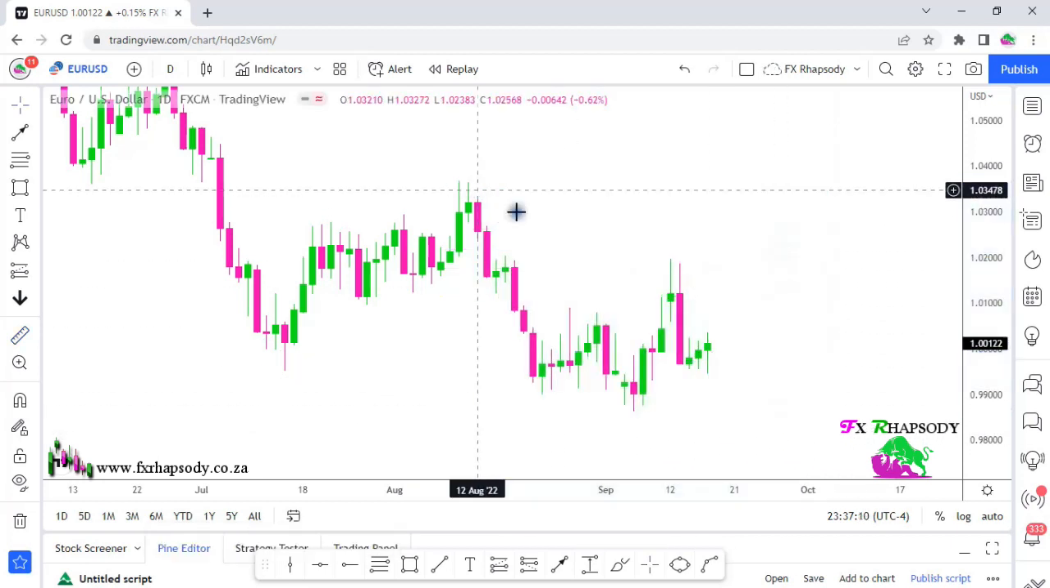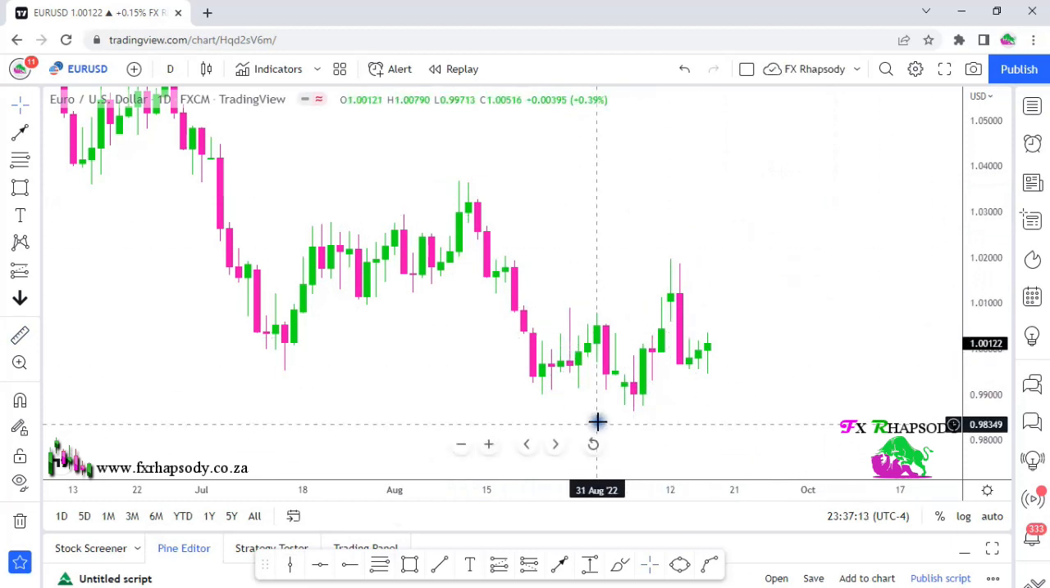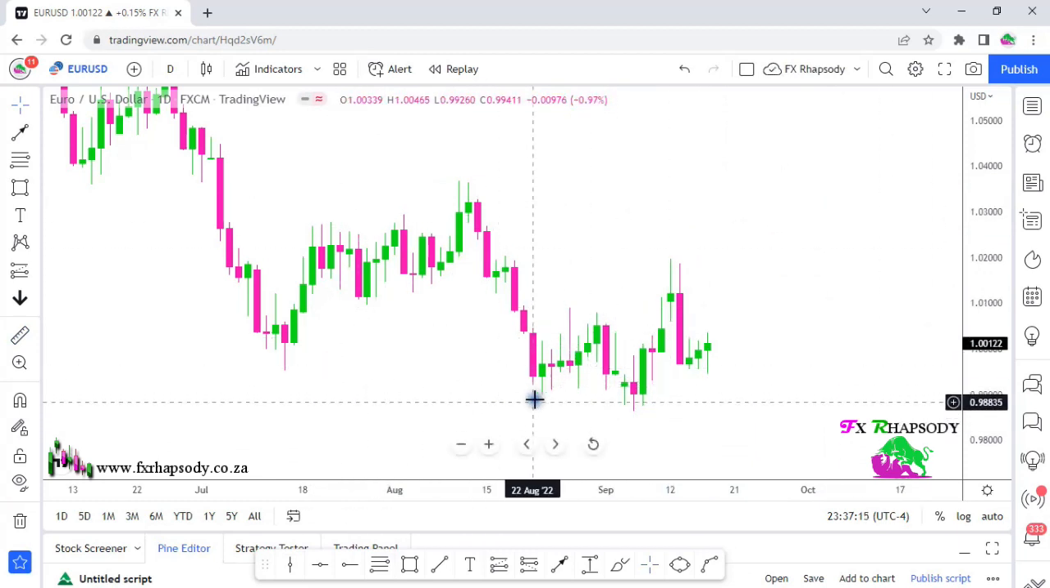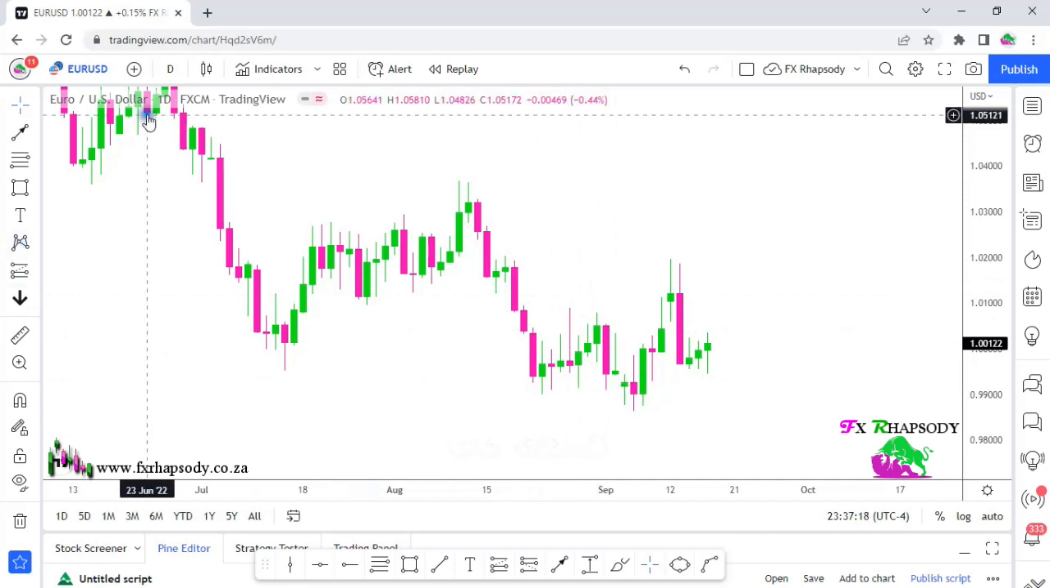So currently price is just still hovering over here. There is a low over here that was broken. So we will have to look and see where price is going to end and just make that slight turn in the markets.